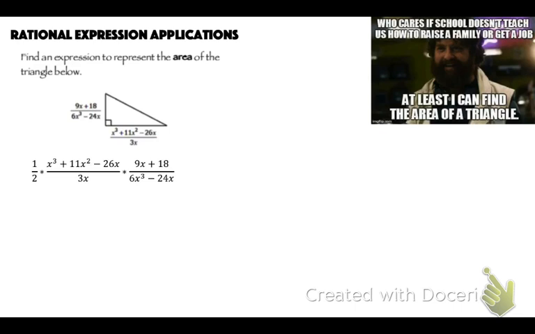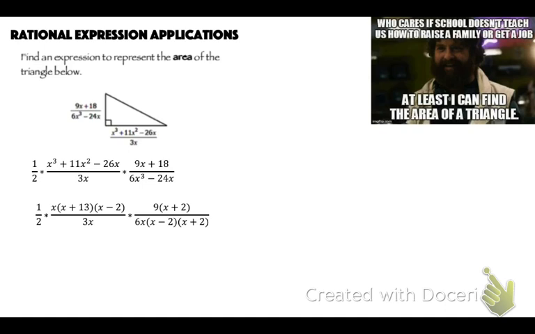Let's just factor everything. So I can factor out an x from that: x cubed plus 11x minus 26. And then that can factor to x plus 13 and x minus 2. I can factor out a 9 right there, and I'm left with x plus 2. I can factor a 6x out right there, and I'm left with x squared minus 4. And x squared minus 4 factors to be x minus 2 and x plus 2.